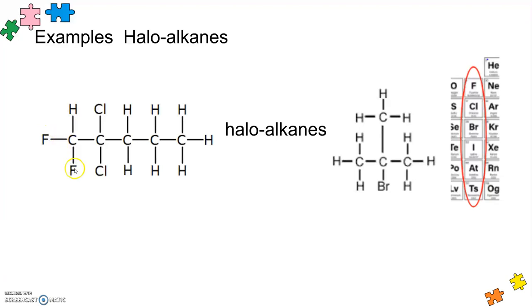Can you see over here? There's a fluorine, a fluorine, a chlorine, and a chlorine. That tells me that this compound belongs to the homologous series haloalkanes. Second example is this one over here. In this example we have a bromine that is connected to my otherwise alkane.